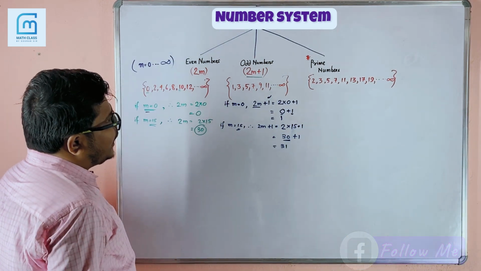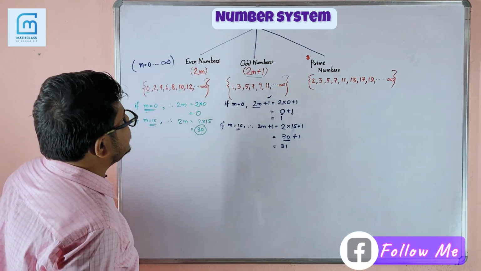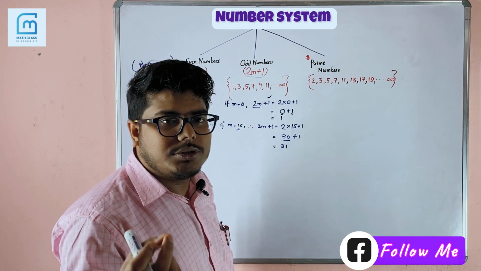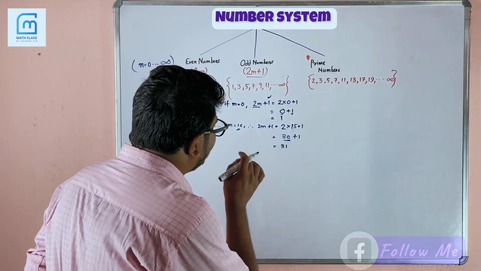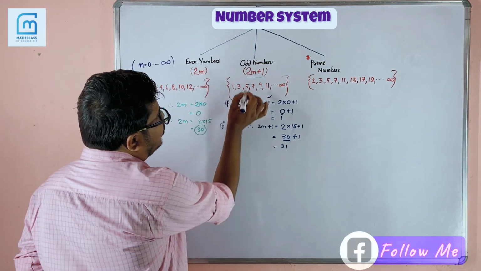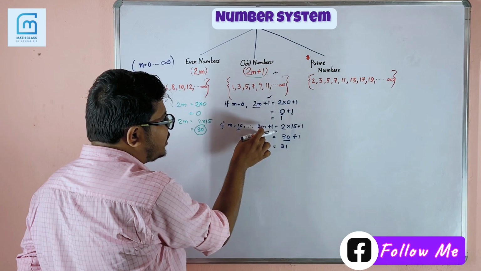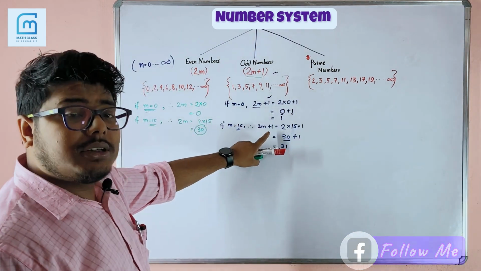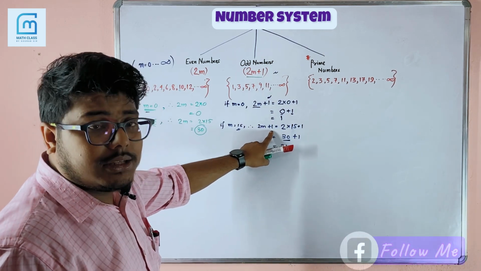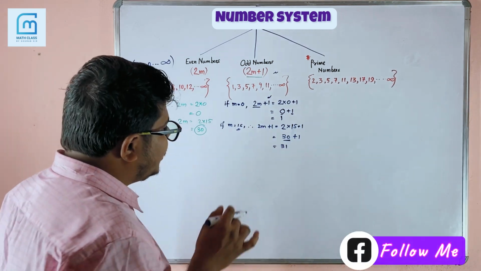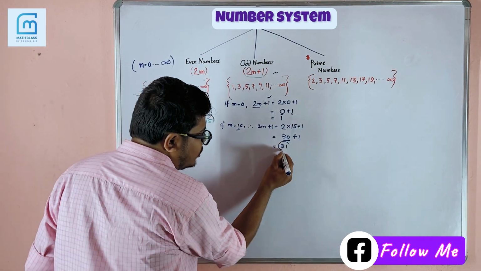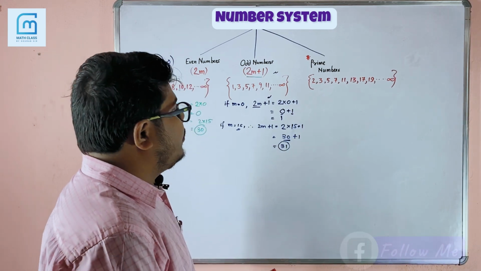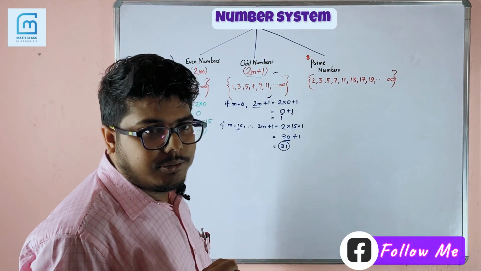So if your teacher asks whether any odd number can be divisible by 2, you will straightaway say no, because the format of an odd number is an even number plus 1. So 2m plus 1: 2m is divisible by 2 but 2m plus 1 is not divisible by 2, so you can say 31 is an odd number. If we divide 31 by 2, we will get a fractional or decimal answer.